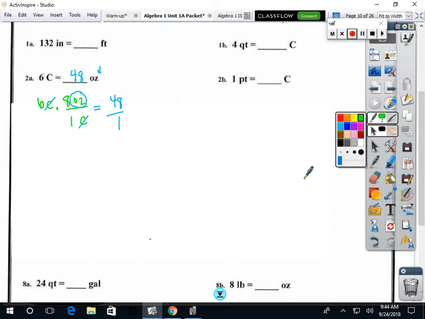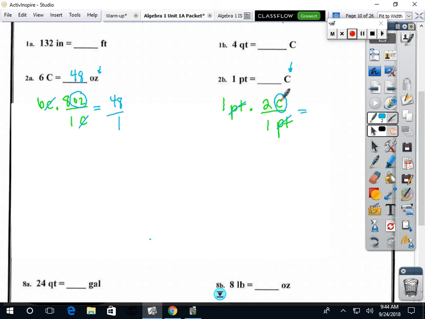Okay, 2B, what do we start the chain with? 1 pint. Okay, and then 1 pint is in the top, so pints has to go in the bottom, and we're trying to get to cups. What do you know about pints and cups? All right, 1 pint is 2 cups. So we have now made it to cups, which was our goal. So we cross out pints with pints. In the top, you have 1 times 2. In the bottom, you just have 1, so 1 pint equals 2 cups.